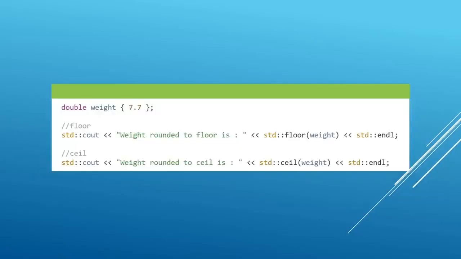Here is an example of something you might want to do. For example, you have a variable called weight. Inside we have a 7.7, and if you do std::floor of this variable, this is going to be rounded down to a 7. If you want to round up, you're going to use std::ceil and you're going to get that, and we're going to see what this is going to give us in a minute when we hit Visual Studio Code.